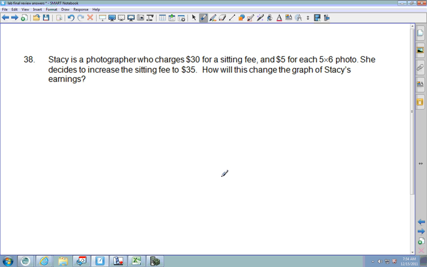Stacy is a photographer who charges $30 for a sitting fee, $5 for each 5x6 photo. She decides to increase her sitting fee to $35. How will this change the graph of Stacy's earnings?